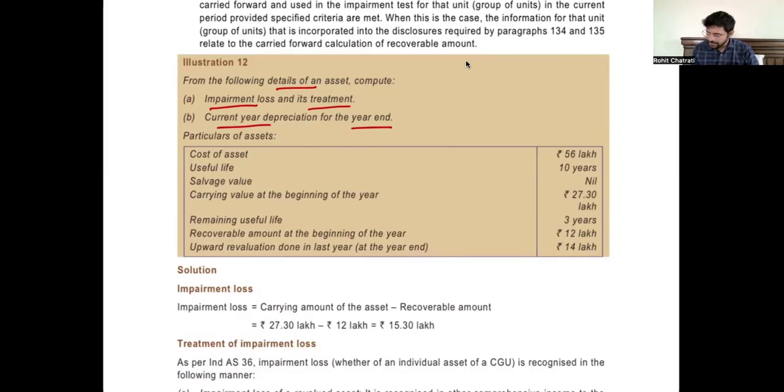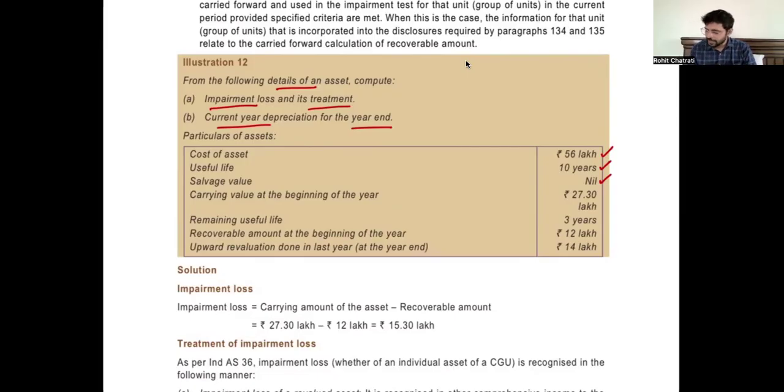The cost of asset is rupees 56 lakhs. The useful life is 10 years. At the time of purchase, the total useful life of the asset was 10 years. Salvage value was nil. So whenever we purchased the asset, we estimated that the salvage value of the asset at the end of its useful life is going to be equal to 0.